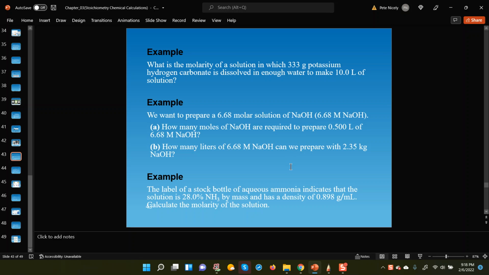Now we're going to look at some examples of problems involving what we just learned concerning molarity. So there are three examples here, and what I think I'm going to do is dedicate a video to each of these, all right? So the first one says, what is the molarity of a solution in which 333 grams of potassium hydrogen carbonate is dissolved in enough water to make 10.0 liters of solution?